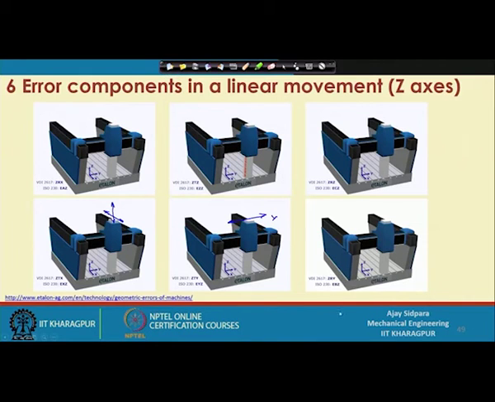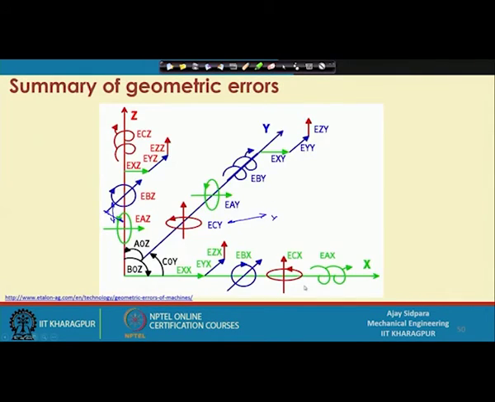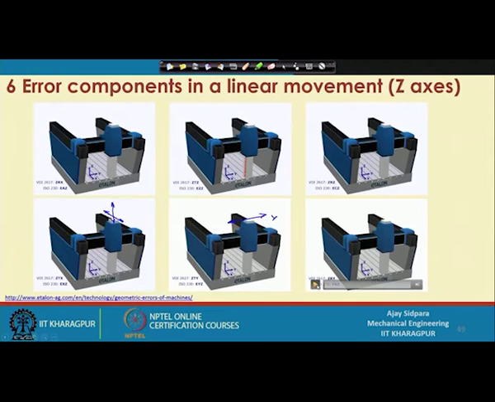Now, this one is the z axis motion, but rotation around the y axis. Right. So, this is the y axis, and now it is swinging around the y axis. This is the z axis and this is the y axis. So, your tool is swinging in this direction, and that is the center point. So, these are the different error components in x, y and z direction.